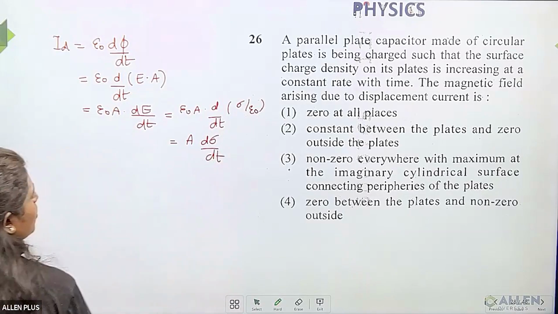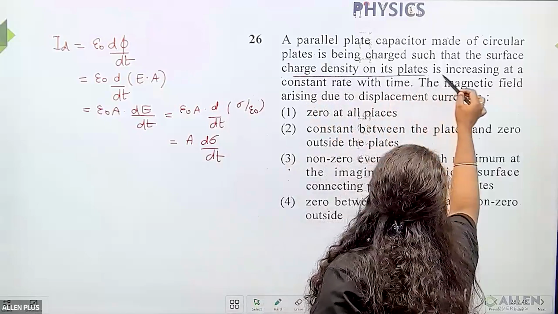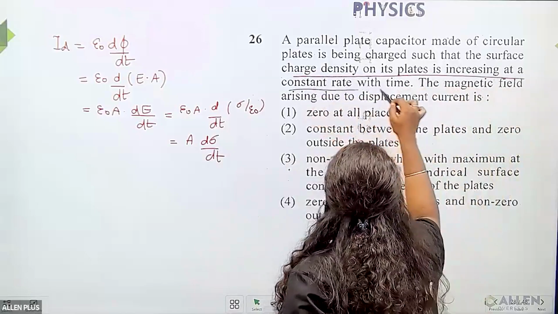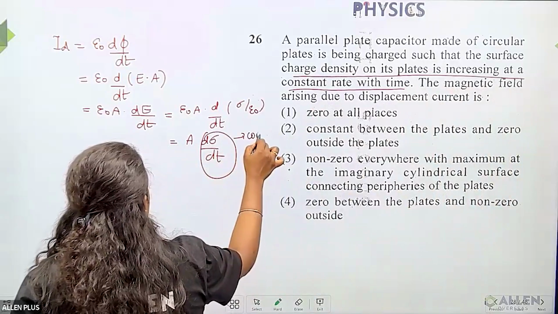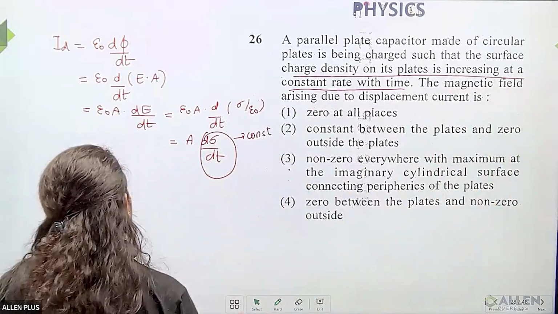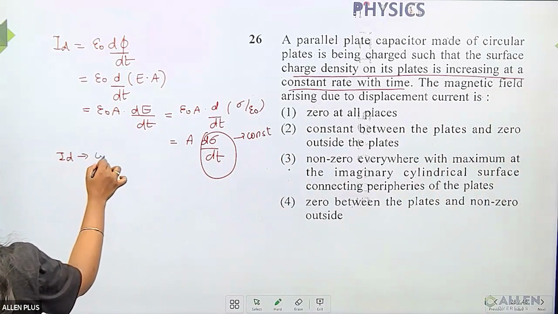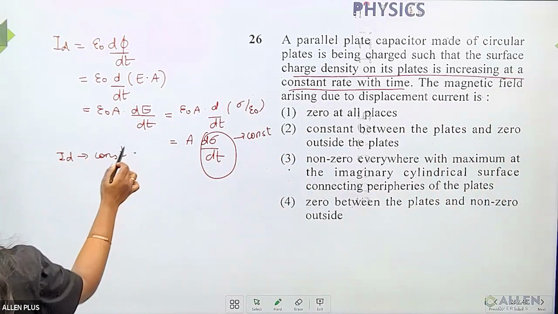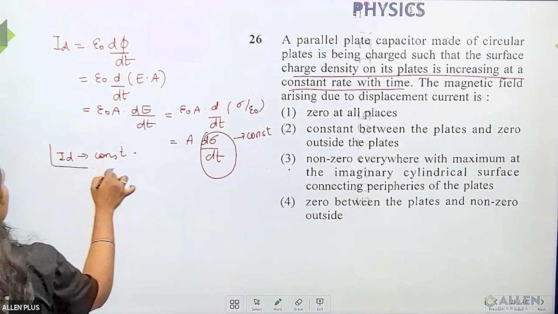So area is not going to change. And also what they have told, the charge density on its plates is increasing at a constant rate, indicates that d sigma by dt is also a constant value. So my displacement current is going to be constant. First of all, it can't be zero. It won't be zero at all. So how is it going to behave when it is not zero?